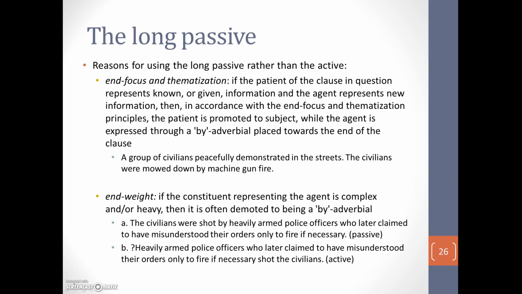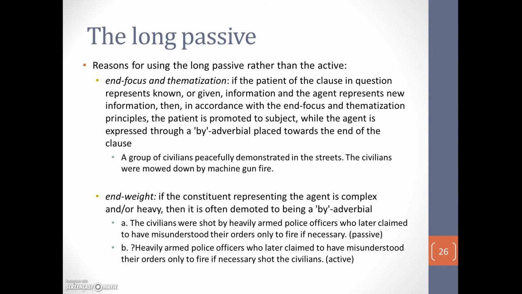The civilians were shot by, right, and then you have it, the agent. The heavily armed police officers who later claimed to have misunderstood their orders only to fire if necessary. Right, this is a very, very long and huge and very heavy constituent. So this is why a passive seems like the good choice. In B, you can see what it looks like in the active voice. So in the active voice, this huge constituent, because it's the agent, obviously that's the subject in the active voice, right? That has to come first.